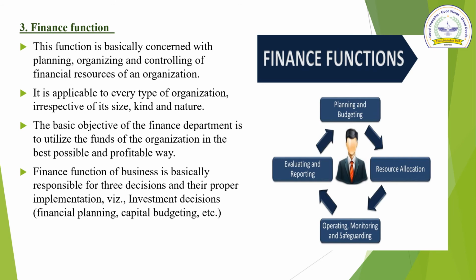Financial function of business is basically responsible for three decisions and their proper implementation. So what are the three decisions? Investment decision, financial planning and capital budgeting. So the finance manager has to properly think what will be the best alternative or which will be the best area in which the investment can be done, then how the finance can be planned, how the capital can be arranged and how the overall budgeting can be done.